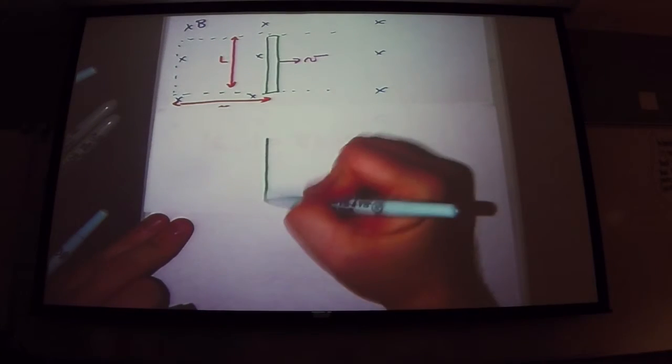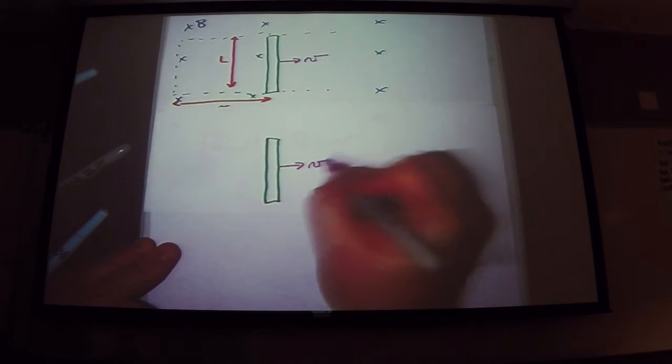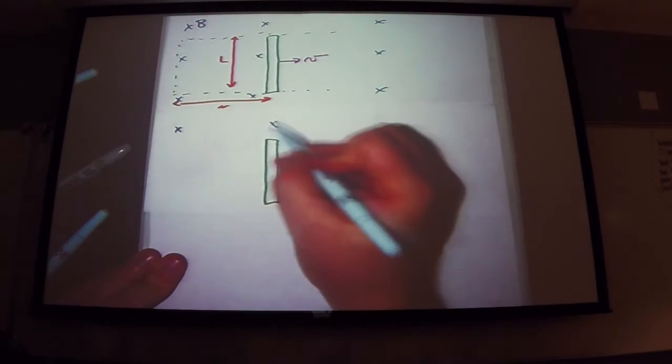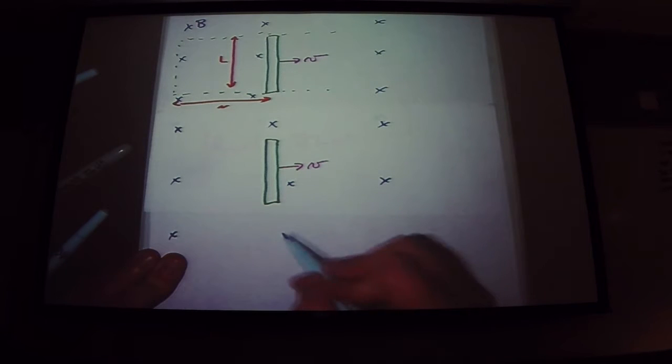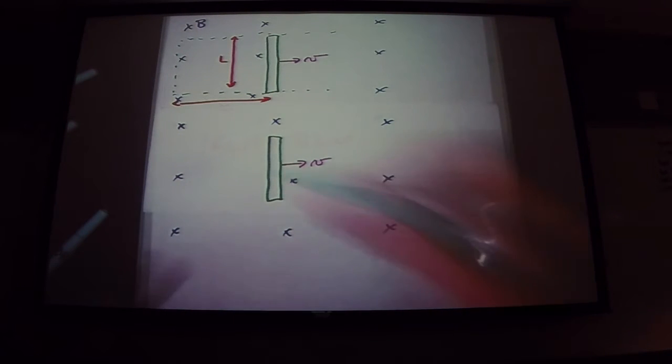So here's my rod, moving with velocity v, and the magnetic field is going into the page. Those are the three things that are set. But that hypothetical loop that I drew is not set. So let's draw another loop. I want to include the ends here. And so now my loop's going to look like this.